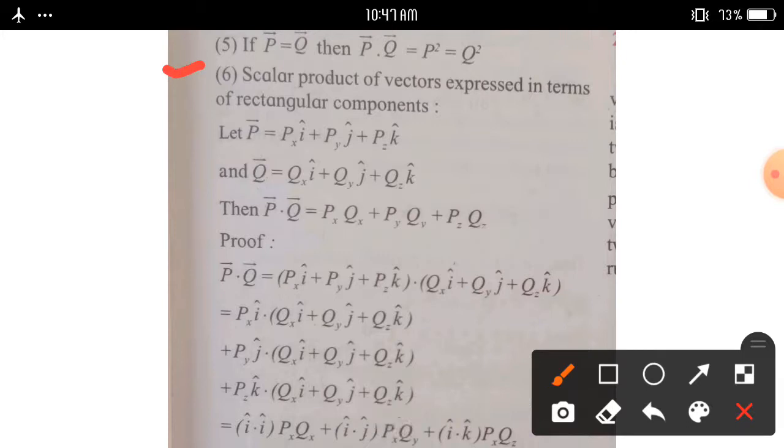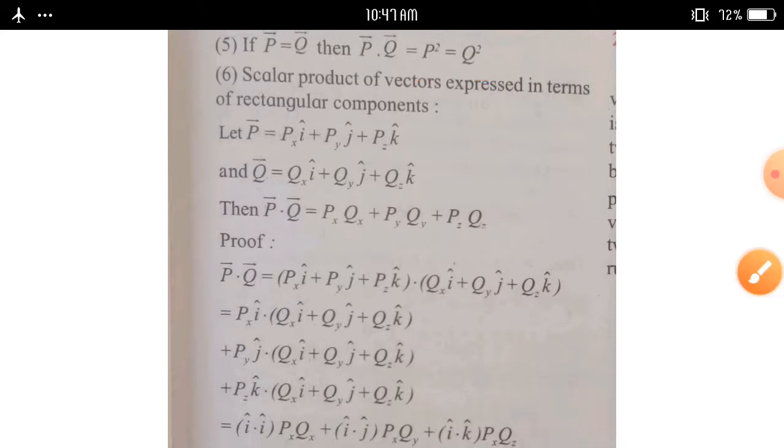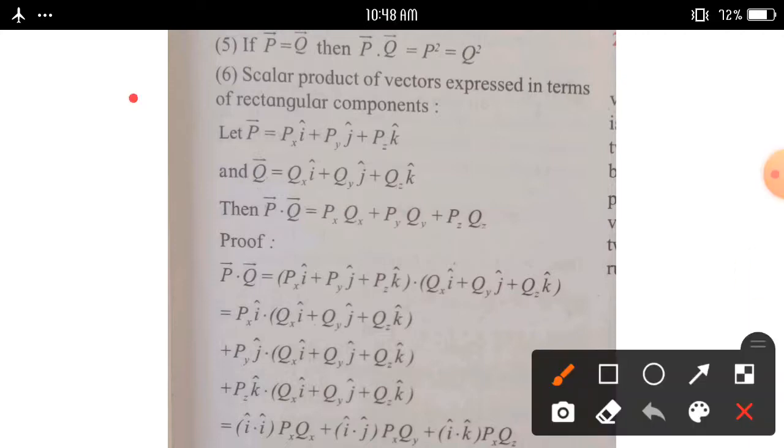Next characteristic: if p bar is equal to q bar, then we take the dot product. Here p bar dot q bar, we take q equal to p, then it becomes p square, and if we take p equal to q, then this dot product becomes q square. When two same vectors multiply each other, we take the square of that vector.